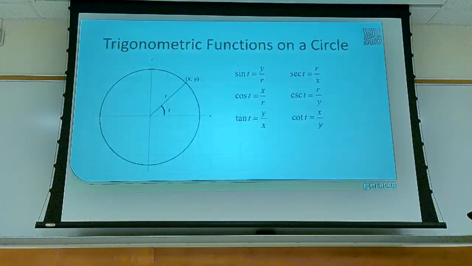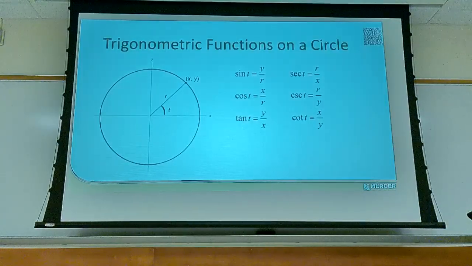So go back. Sine, is that positive or negative? It's positive. Cosine, negative. Tangent, secant, negative. Cosecant, positive. And cotangent, negative. So sine and cosecant are the only two that are positive. Everything else is negative.